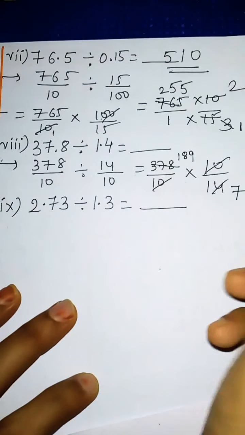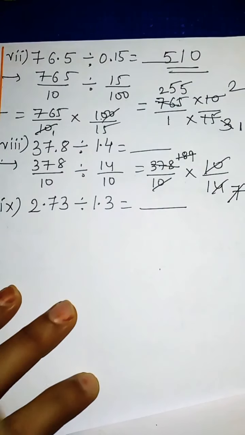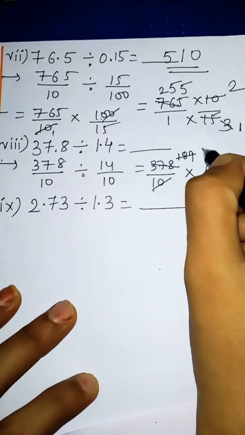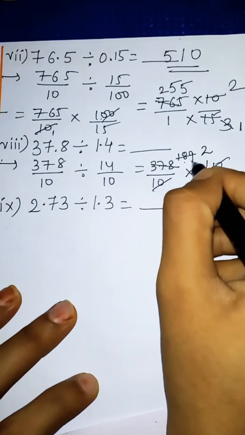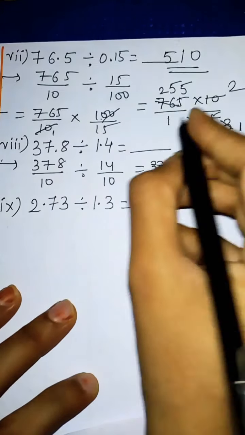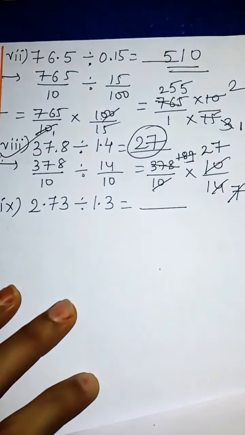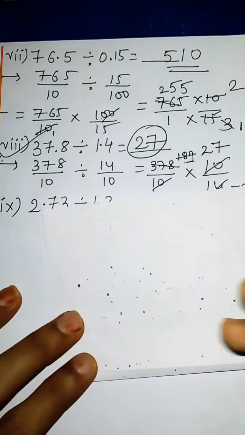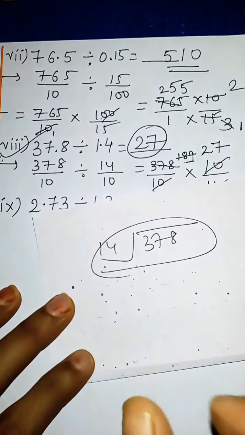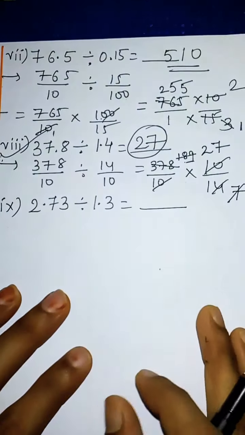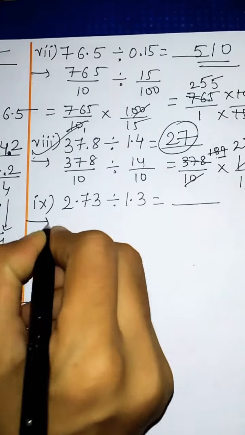Again with 7 it is possible. 7 1s are 7, 7 2s are 14. Then 15, 16, 17, 18 means 4 left. So 49 means 7 7s are. So 27 is our answer of the 8th one. If you don't know, you can divide on the side. 378 you can divide like this with 14. This way you can divide also and check, or else with cancellation. Any method is correct. Now moving ahead with the last sum, that is the 9th one.